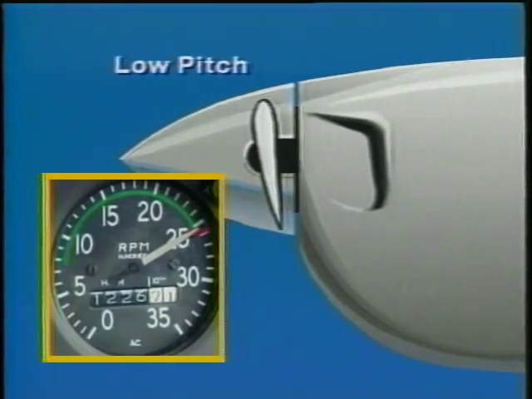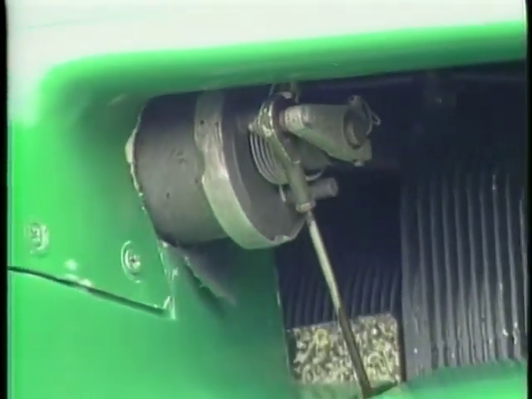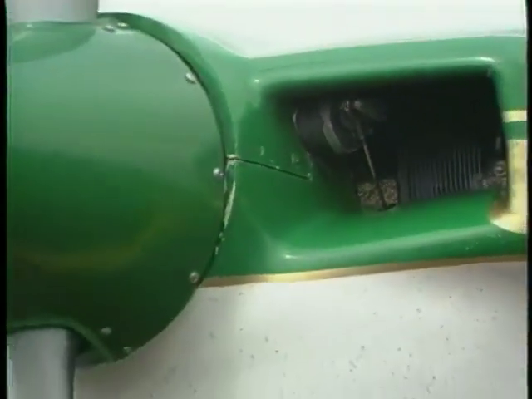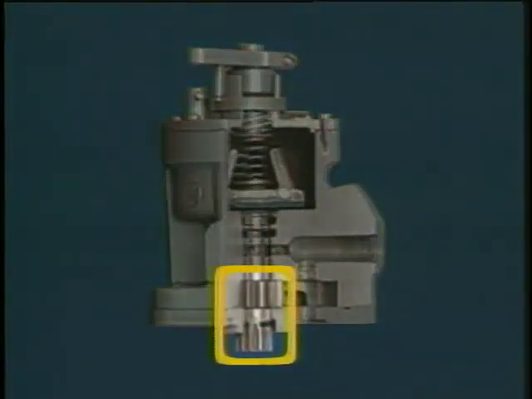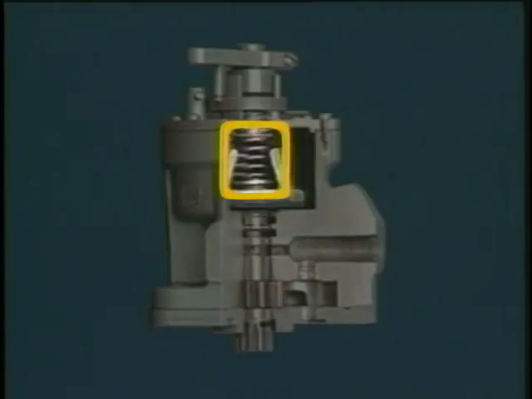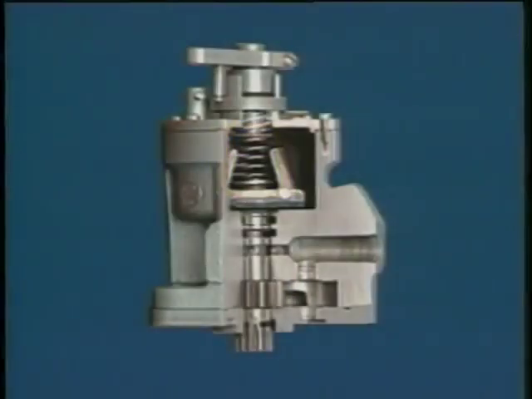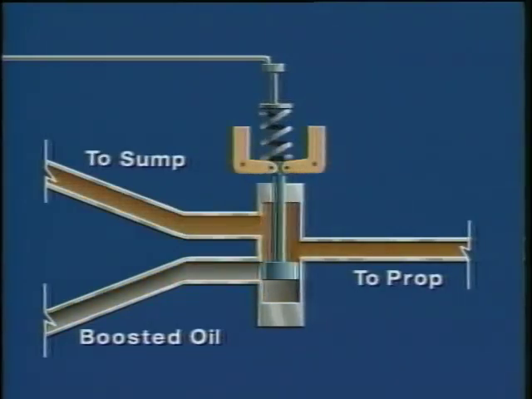When the prop control is pulled aft, the propeller blades move to a higher pitch, resulting in a lower RPM. The prop control is connected to a governor, which is located on the front of the engine. The basic governor contains an oil pump, a valve, flyweights, and a spring. The governor maintains a specific RPM by directing oil to or releasing oil from the propeller hub to adjust the blade angle.